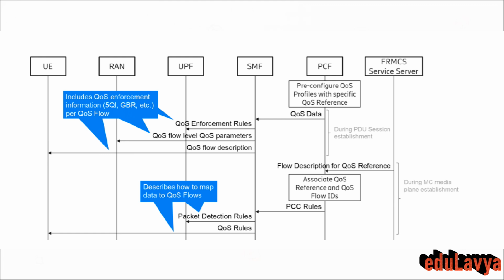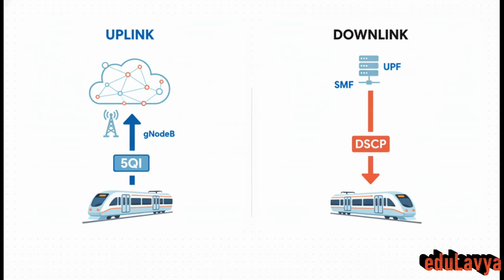The gNodeB sits at the edge of the radio network, and the UPF sits at the edge between the 5G core and the external IP data network. And it's important to note that the mapping process here is strictly directional. It depends entirely on which way the data is moving. For uplink traffic, meaning data traveling from the train up to the network, the gNodeB is the one responsible for taking that incoming wireless data, reading its 5QI, and then mapping it to the appropriate DSCP value before it sends it off into the transport network.